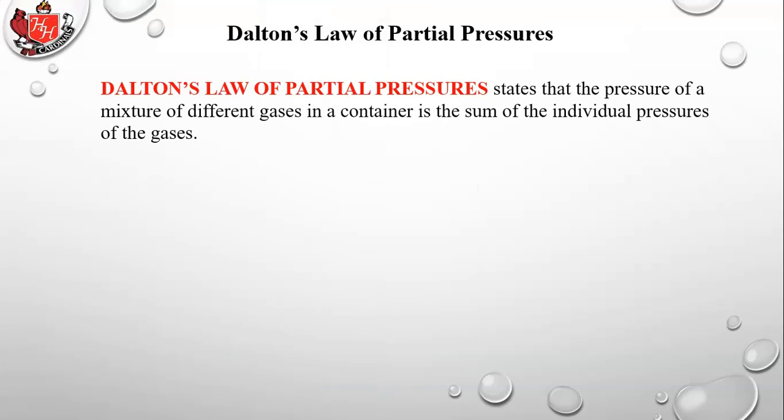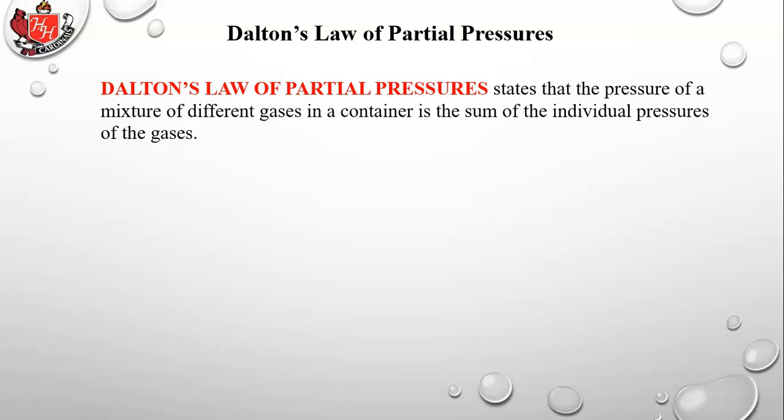Dalton's law of partial pressure states that the pressure of a mixture of different gases in a container is the sum of the individual pressures of the gases. So if you have a bunch of gases at different pressures, you can just straight up add up the pressures, and that'll give you the total pressure in the container. It kind of makes sense.